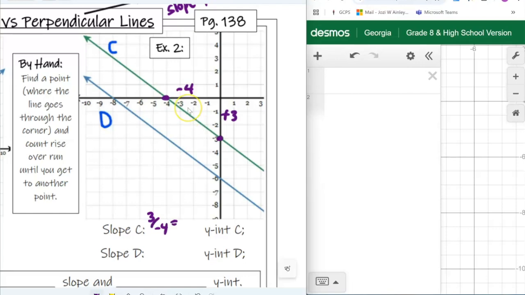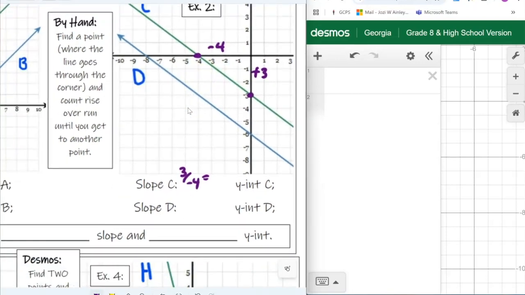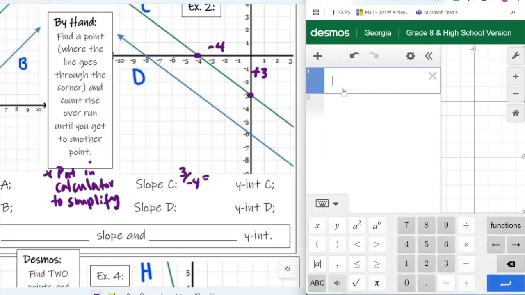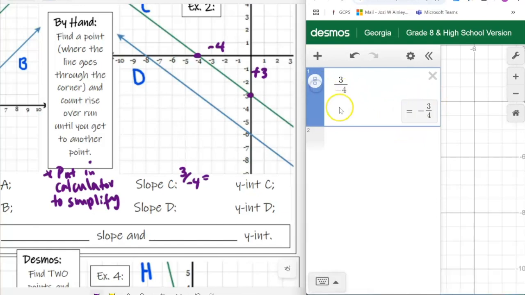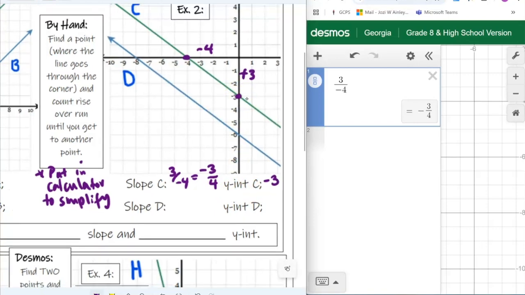which is going to simplify, and I'm going to add something here actually. Put in calculator to simplify. The reason I say that is sometimes the 2 points that you pick might not be right next to each other, and it might simplify to some other number. So this simplifies to -3 over 4. What is your y-intercept? Where does it cross the y-axis? At -3. All right. What is the slope for D?